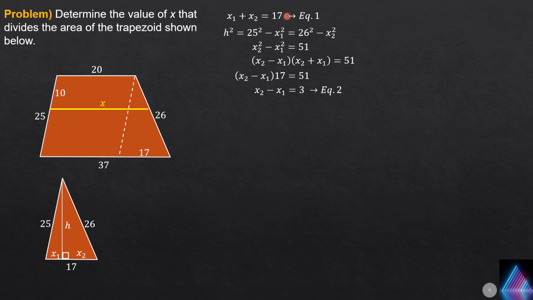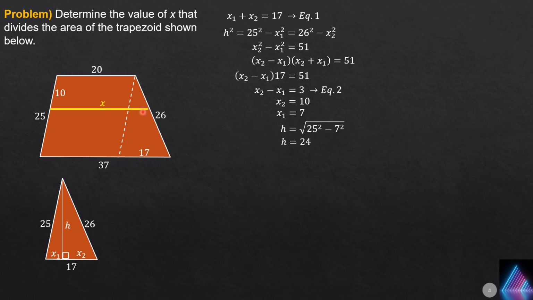Adding equations 1 and 2 to eliminate x sub 1. So we have 2x sub 2 equals 17 plus 3, 20. So x sub 2 is equal to 10, and therefore x sub 1 is equal to 17 minus 10, so that is 7 units. So having found the value of x1, we can now compute h, which is either this equation here or that equation. So h is square root of, I'll use this, 25 square minus 7 square, and that is 24 units.